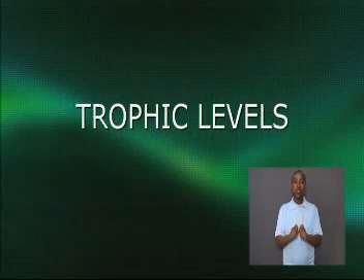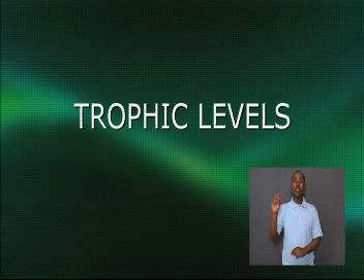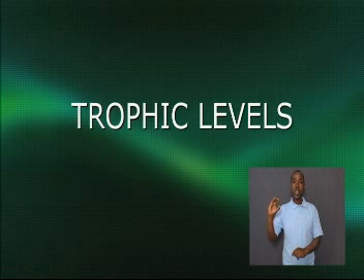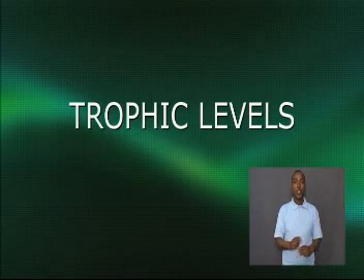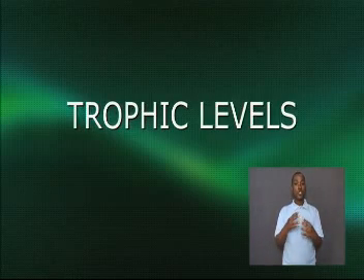The levels of a food chain, including the producers, the primary and secondary consumers, and the decomposers, are known as trophic levels. Different food chains contain a different number of these levels. For example, some of the simplest food chains only contain 2 trophic levels.